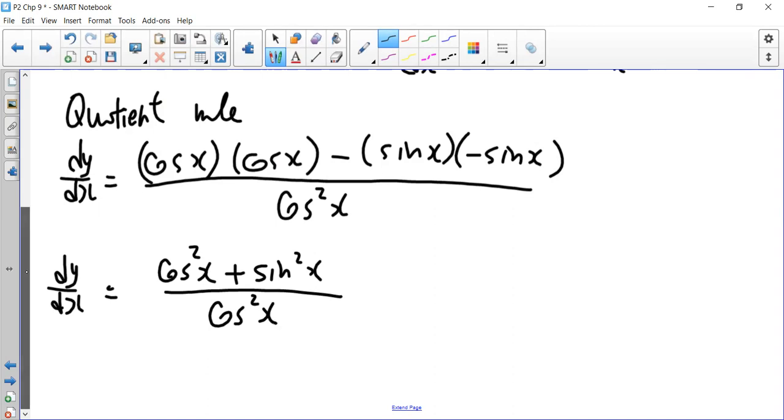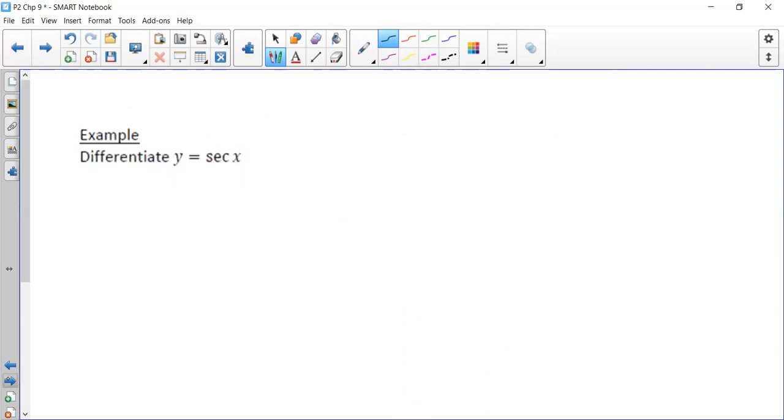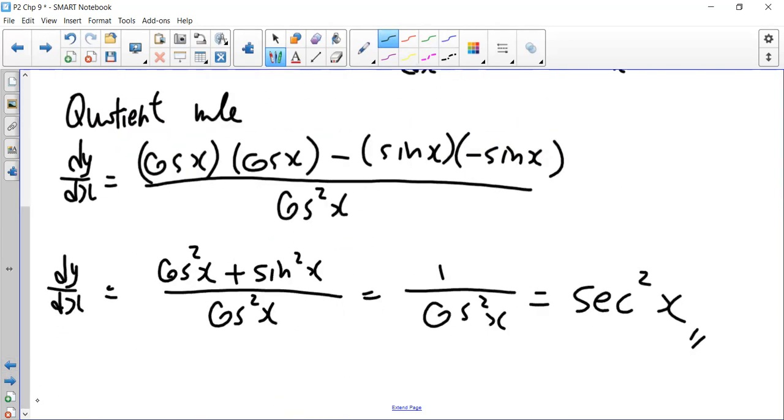So hopefully you do remember by now, naturally, when you look at the top, it should simplify into 1. Sine squared plus cos squared equals 1. And 1 over cos squared is sec squared x. Therefore, the derivative of tan x is sec squared x. Now you will see, oh, not in here. Did I put it in the notes? Maybe not. Yes, so you do write it down in here.